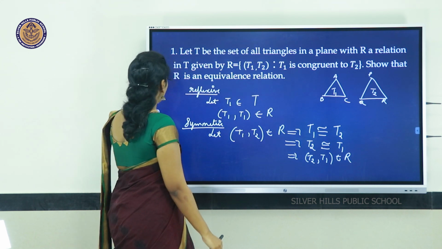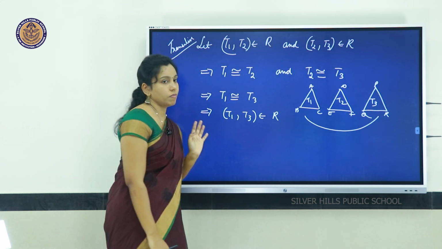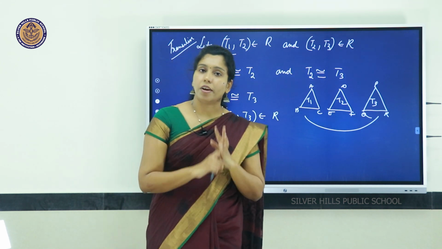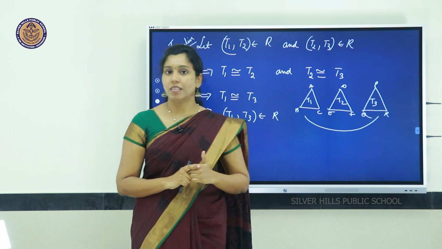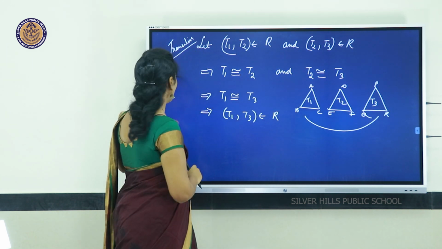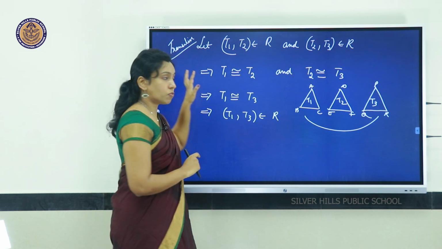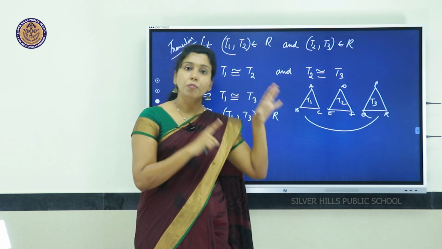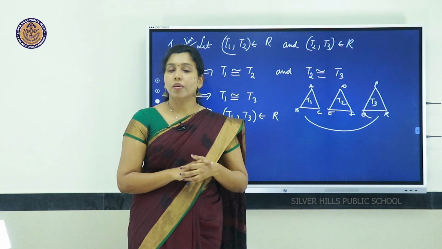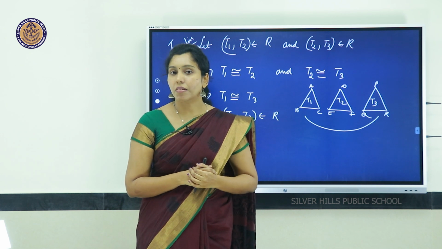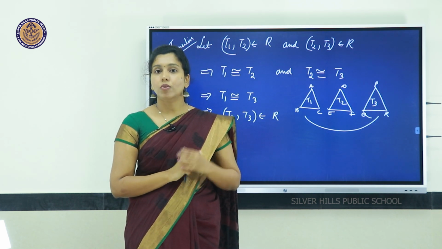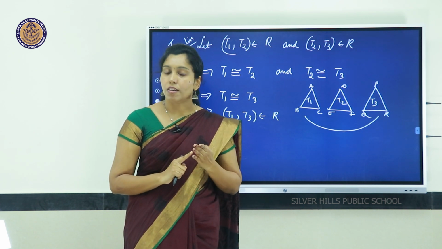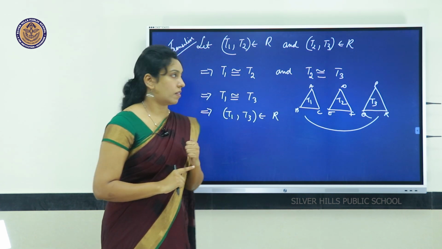Reflexive, symmetric and transitive. A relation satisfying all these three is called an equivalence relation, and here we proved it is an equivalence relation. A question comes from this area, children. So concentrate more on this session where you get questions to prove whether the given relation is an equivalence relation or not. We just have to prove these three conditions: reflexive, symmetric and transitive.